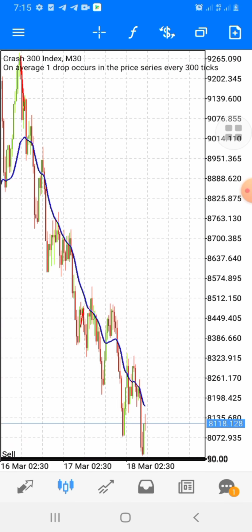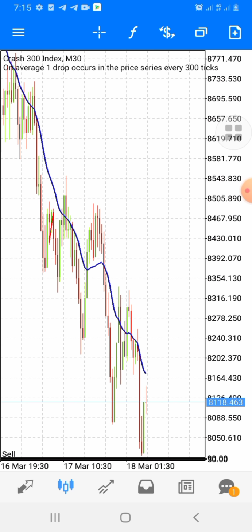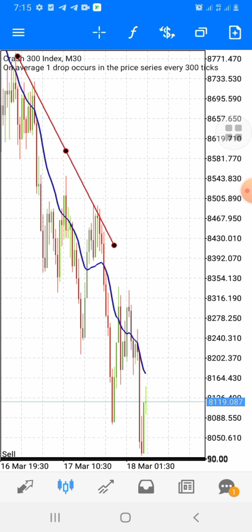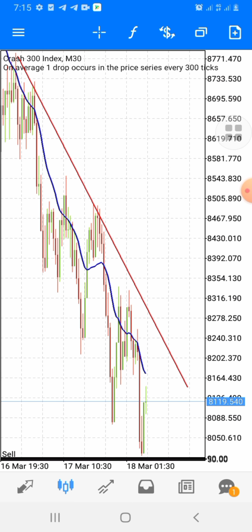So if we come to this part, this chart now, this is crash 300 and we are on the 30 minutes time frame. So what do we look out for to take our entries? Let me introduce you guys to the power of the trend line strategy.